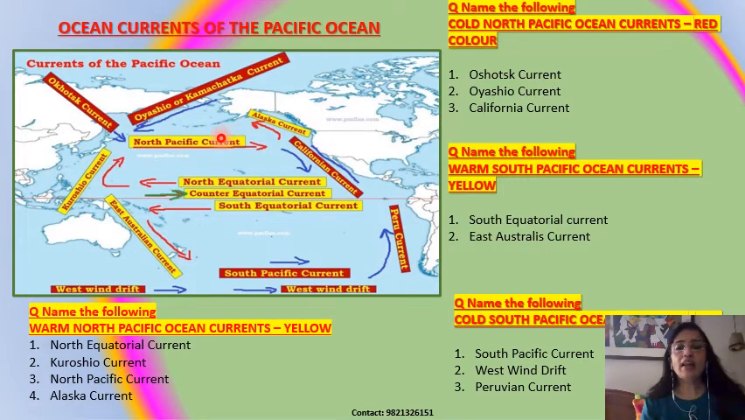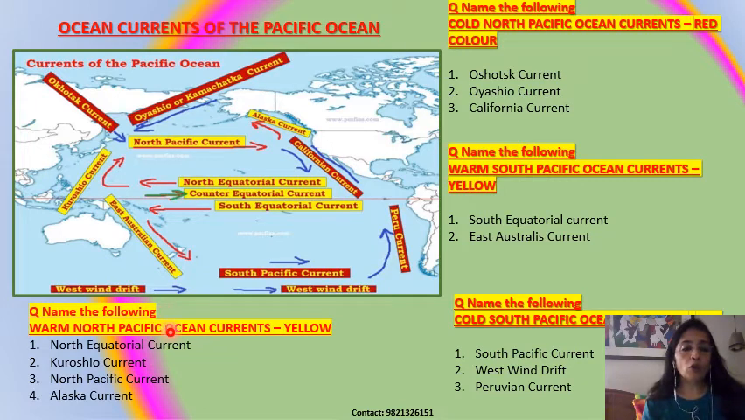Now, to the left of America, North America, is the Pacific Ocean. The North Pacific Ocean, the South Pacific Ocean. So you have the North Equatorial Current, the South Equatorial Current, and the counter equatorial current. All of them are there. In the Northern Hemisphere, the North Pacific currents are like this. They flow in a clockwise direction. South Pacific flow in an anti-clockwise direction. They emerge from the North Equatorial Current and the South Equatorial Current. Okay. Now, name the following.